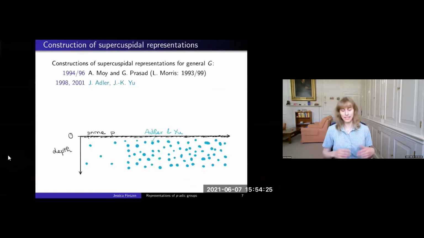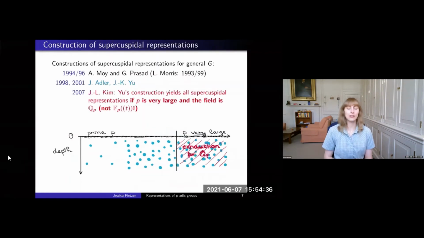So if this construction is so widely used, we want to know what we can get out of it. It's natural to study all supercuspidal representations of that form. In 2007, Jiu-Kang Yu provided a big breakthrough. He showed that all the supercuspidal representations arise from Yu's construction if the prime number p is very large.